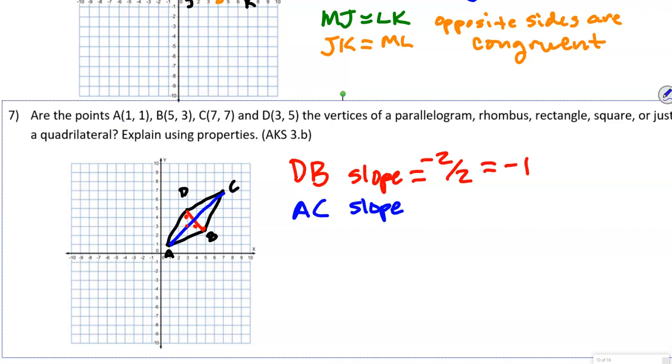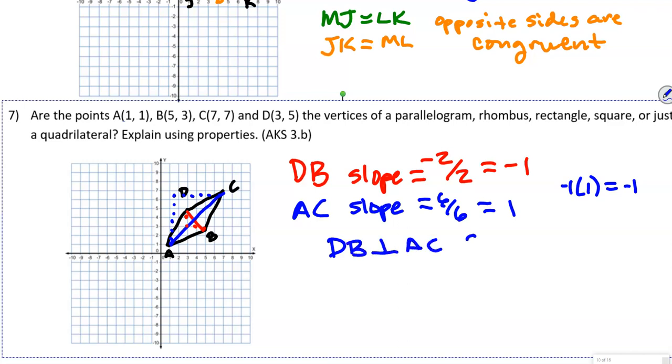Okay, now we're going to check AC slope. So this one is 1, 2, 3, 4, 5, 6, and 1, 2, 3, 4, 5, 6. So that is 6 over 6, which is equal to 1. Now remember, the way you check to make sure that they are opposite reciprocals of each other, you should multiply them by each other. And if you get -1, that verifies that they are. So we can say DB is perpendicular to AC. So the diagonals are perpendicular.